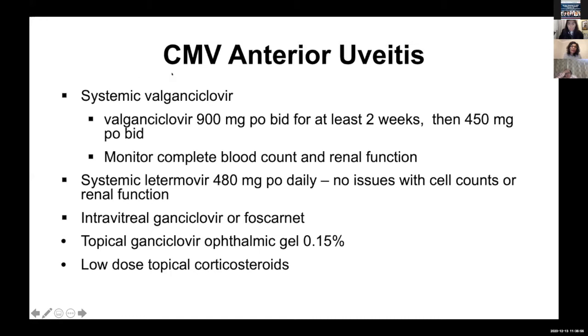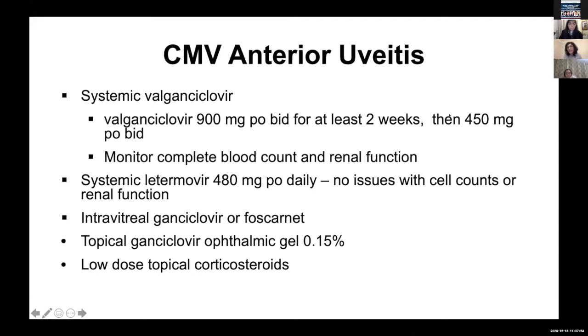So if you think it is CMV or you have a PCR proven case, then we would choose an antiviral that we think is effective against that, and that's valganciclovir, or Valcyte is the brand name. Systemic valganciclovir is the induction dose, which is what was used for CMV retinitis, and it's 900 milligrams twice a day. We like to keep it on for at least a couple of weeks, but really it can be longer, until the uveitis is better.